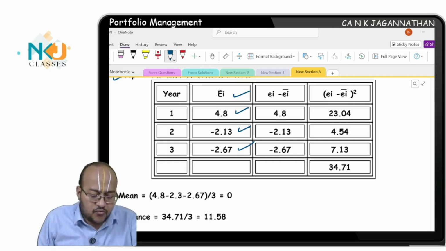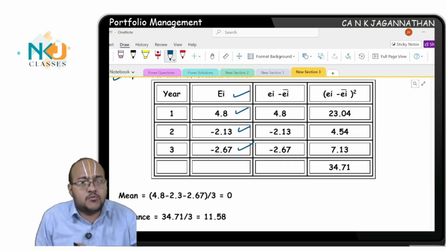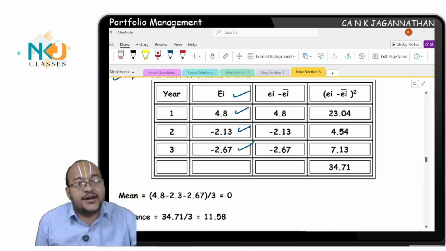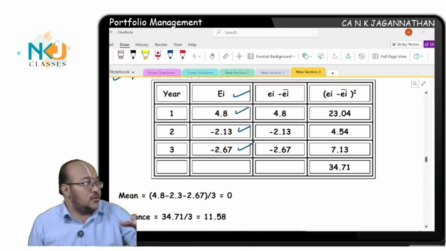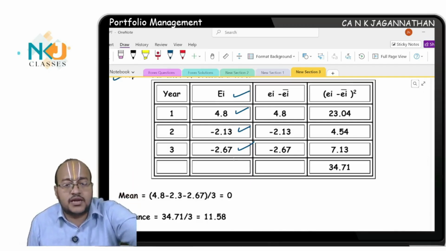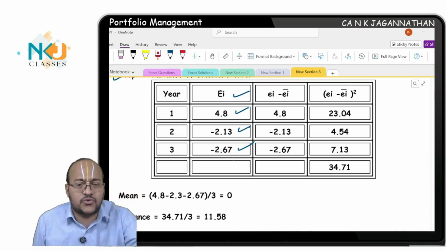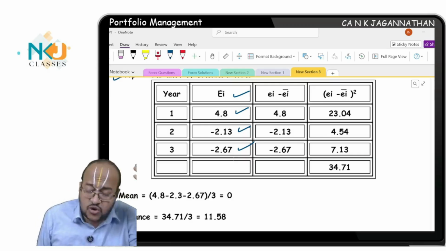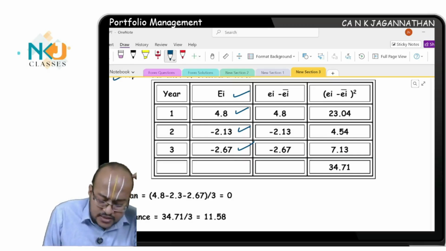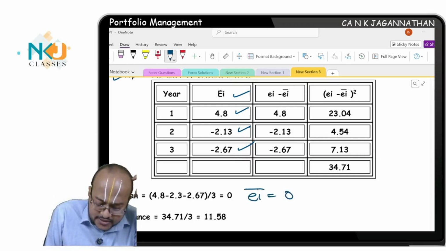Are you understanding? Which means very simple. What is the mean of this error term? Don't ask me this silly question. Mean of the error term will be 0. I told you, if you total it out, it will come to 0. 0 divided by 3 is what? Any number, if you divide 0 by any number, you will get 0 only. So which means EI bar, you will get 0 only.